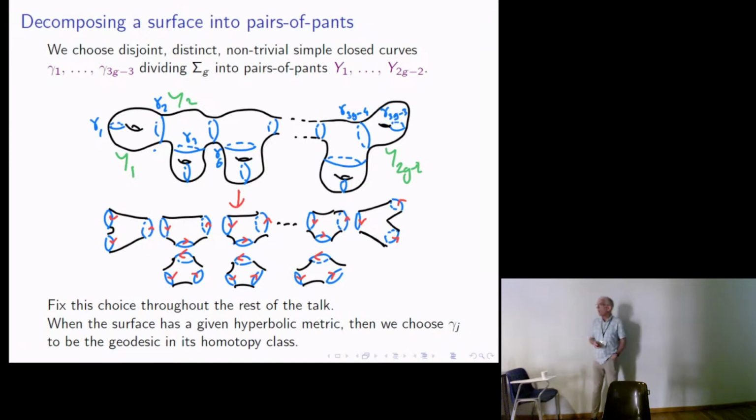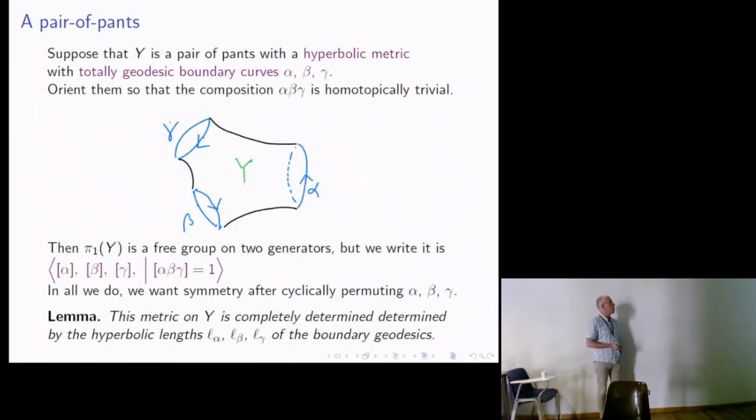Right, and of course, as Vivica was doing yesterday, I'm going to pass between homotopy classes of simple closed curves and the geodesic in the homotopy class when I have a hyperbolic metric. And I'm going to do that without comment. So let's think about what happens with a pair of pants. It's a three-holed sphere. I want to orient the boundary components. So we've had a lot of things where people say, oh, we don't care about orientation. I'm going to fix an orientation.